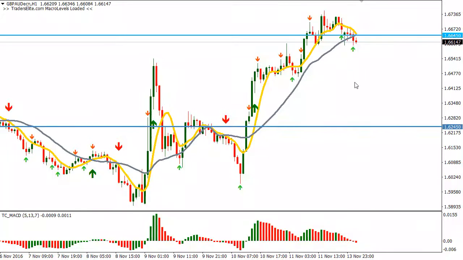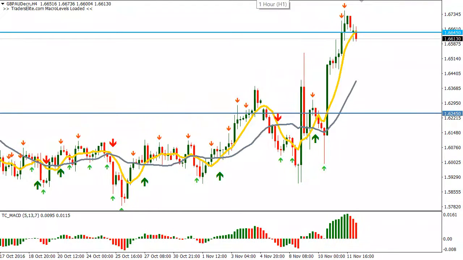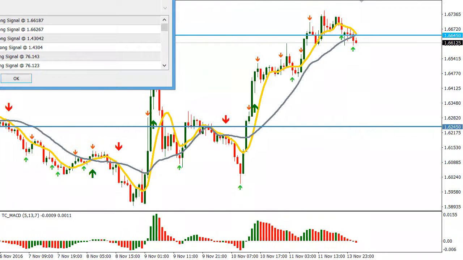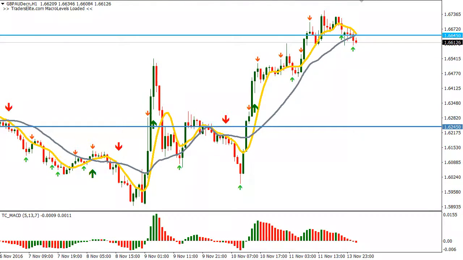Again, do yourself a favor and lock in some profits as it gets to around that halfway point between the macro levels, and it could be a nice opportunity there for a move down towards 162.45 or even lower.